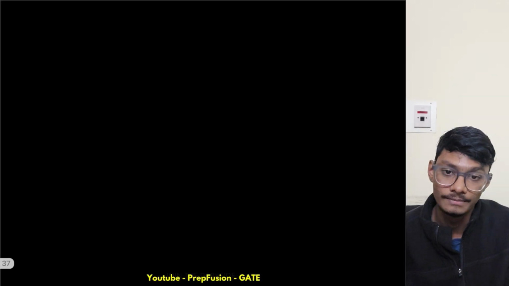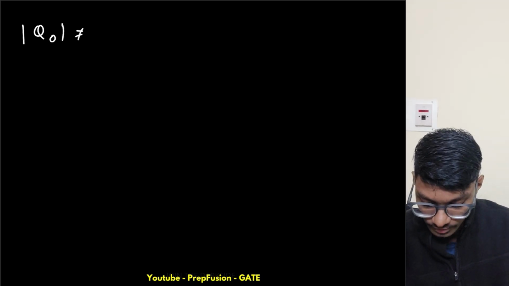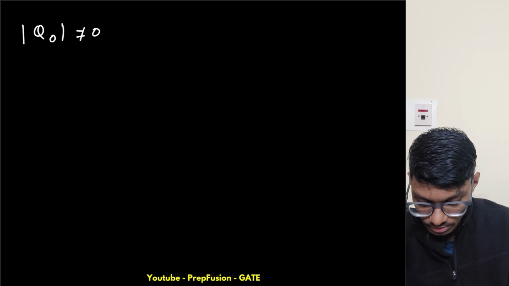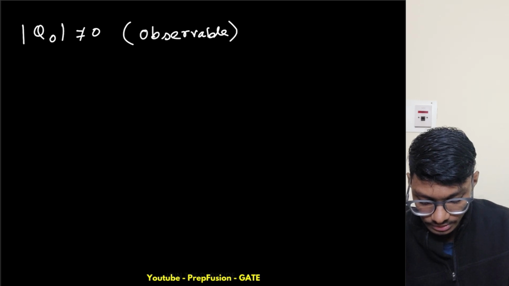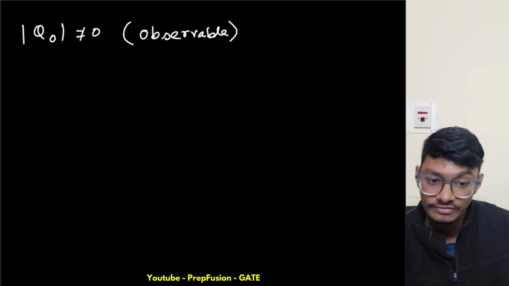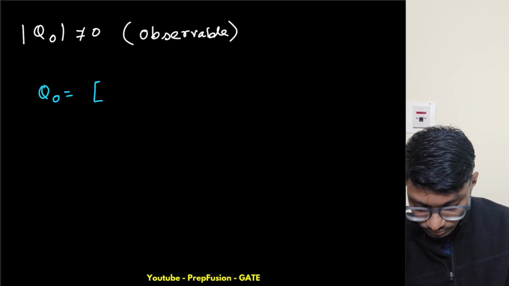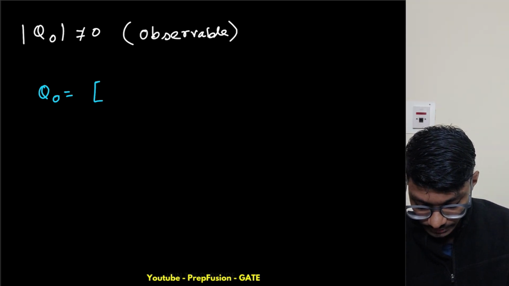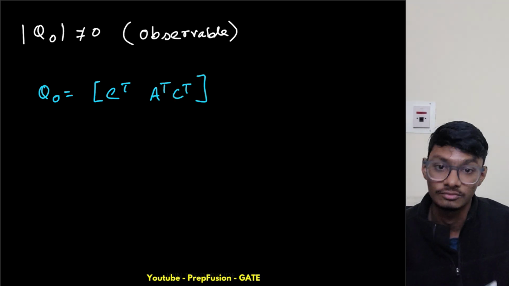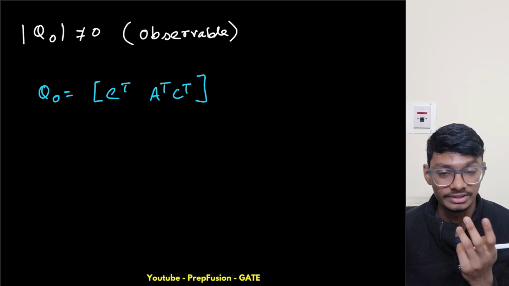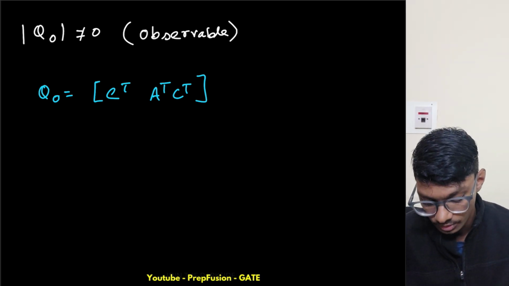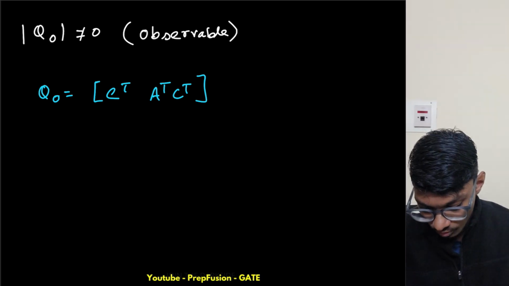And what about my observability matrix? QO is known as the observability matrix, and if the determinant of QO is not equal to 0, then I can say it is observable. Now what is QO equal to? QO is simply C transpose, A transpose C transpose. You might say, sir, where did this come from? I have explained all this in my theory. We are solving questions, so I don't have time.